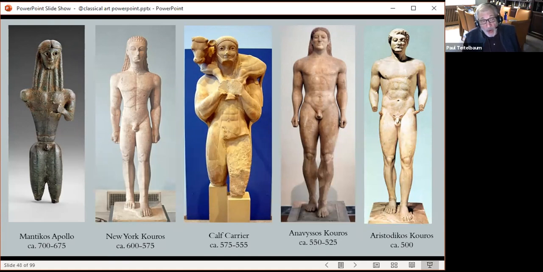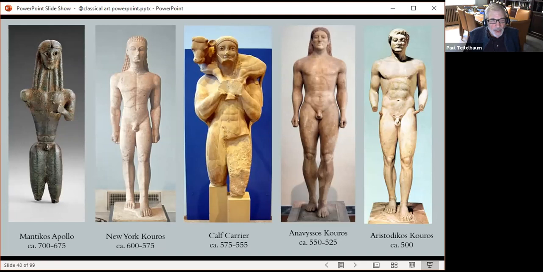By the way, this is a direct lineage of these figures from Egyptian art, where the pharaohs were depicted in the same postures. Well, we see a similar trajectory in these Kouroses that we see in the vase painting. So the trend is towards increasing naturalism, reaching a turning point at the end of the archaic period in the late 500s, with the Aristodikos Kouros on the right. We see that the arms are no longer attached to the hips.